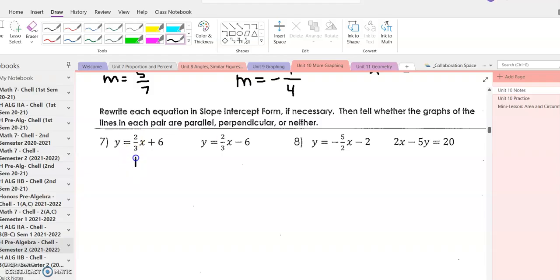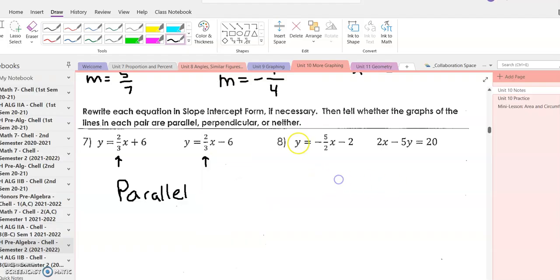The slope here is 2/3. The slope here is 2/3. That means these will be parallel. That's an R. That's a P. Parallel. Same slopes are going to equate to parallel equations.